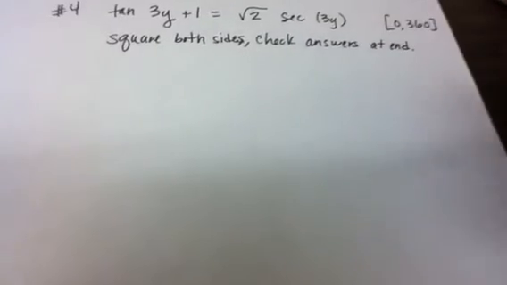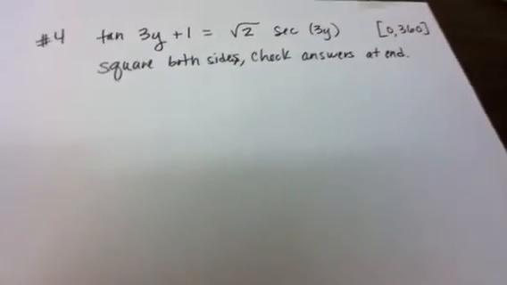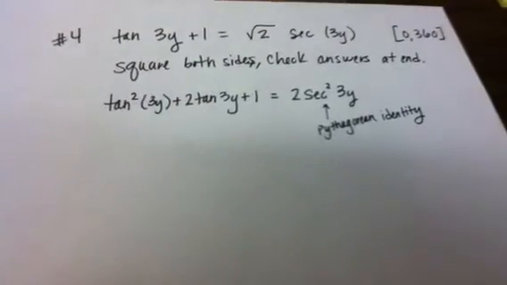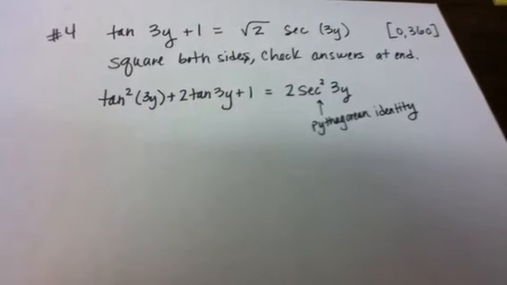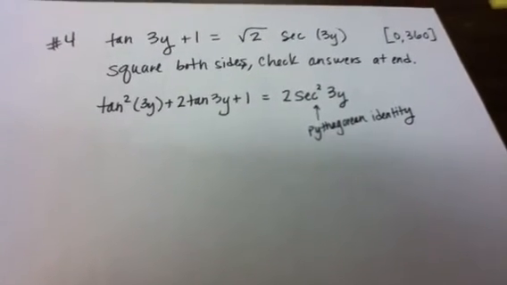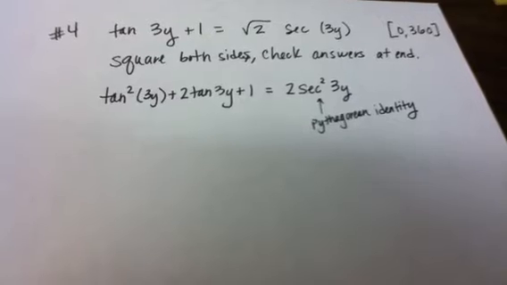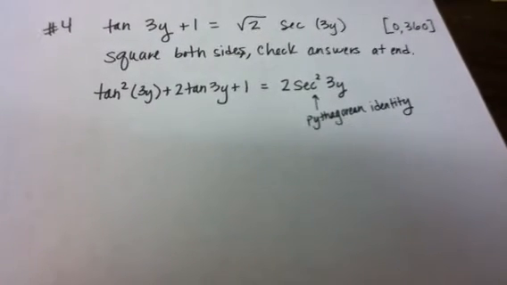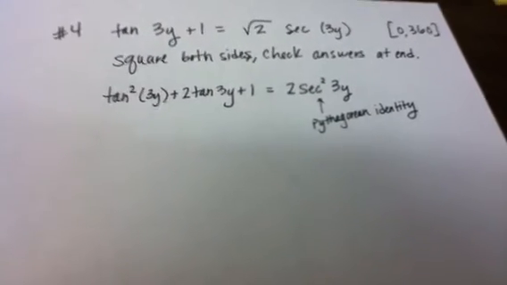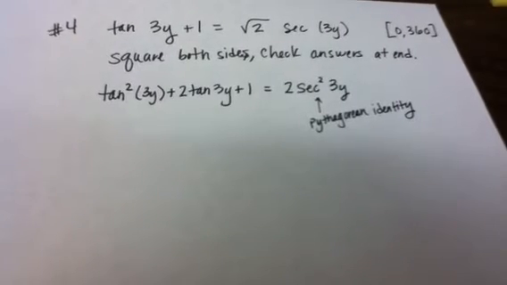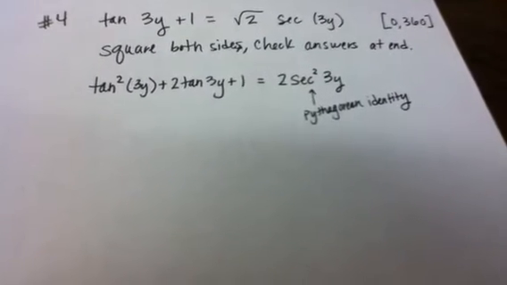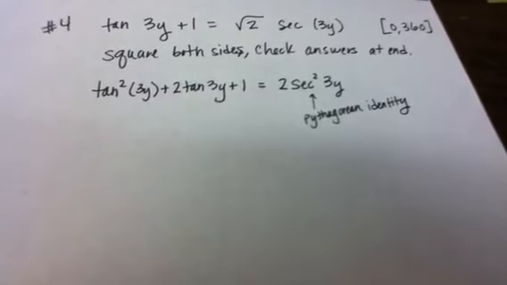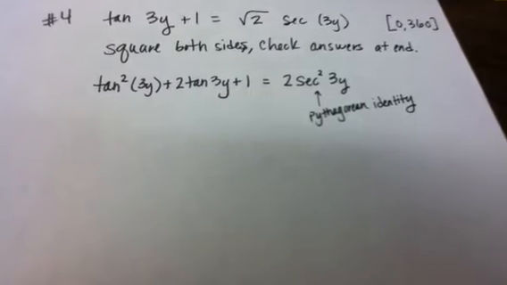Let's see if I can write and record at the same time. So we end up with tangent 3y times tangent 3y, which is, of course, tangent squared 3y. And then we have 1 times tangent 3y plus 1 times tangent 3y gives us 2 tangent 3y, and then 1 times 1 is 1. And then on the other side of the problem, we have the square root of 2 times the square root of 2, which is 2. And then we have secant 3y times secant 3y, which is secant squared 3y.